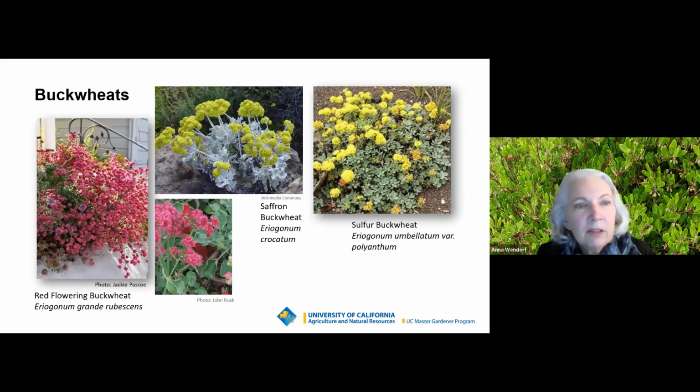Most of the buckwheats are going to be low growing, mat forming. There are some taller varieties. They're on the list on the handout. Any of these are going to be fast growing, super easy, drought tolerant, and they're just amazing for the birds, and all of the pollinators go crazy for them.